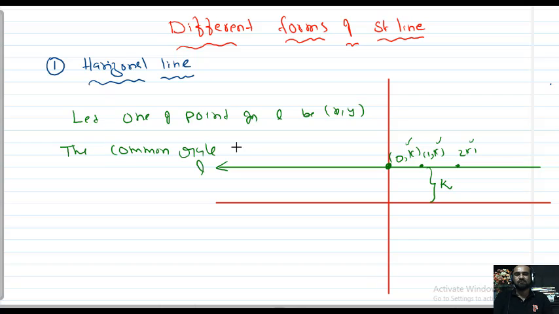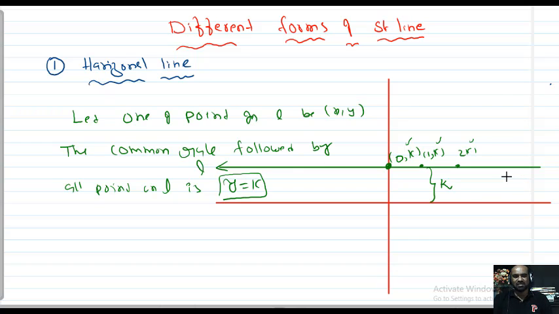I will write the common rule followed by all points on L. What is the common rule? I can say y equals k. So this y equals k is said to be the locus equation of the straight line. What is the meaning of that? y equals k is a horizontal line which is parallel to the x-axis and k units from the x-axis. That is an important thing. Okay, note.